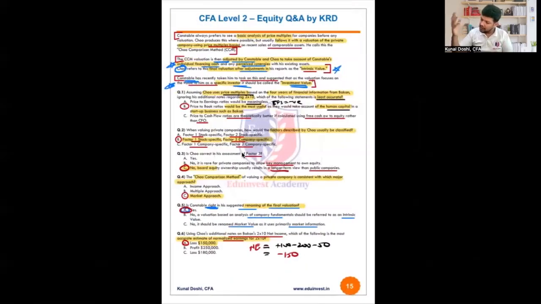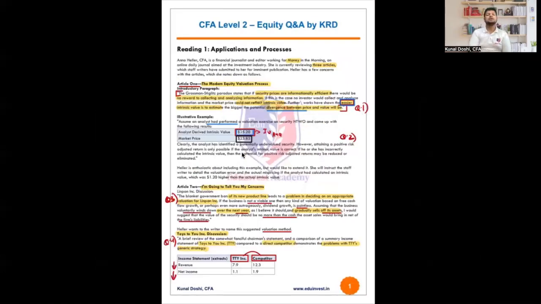Clear? Now, these are all varieties of equity related questions. This is what I've highlighted. I suggest you practice this more than enough. Got it, everyone? We've covered all the topics, all the varieties possible. Okay? Thank you.